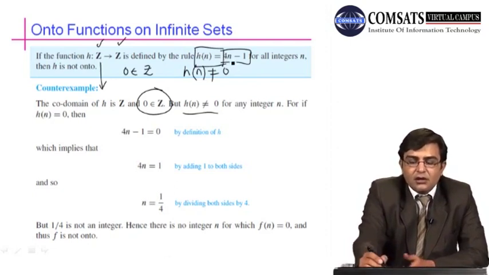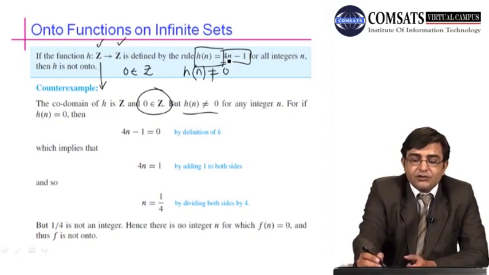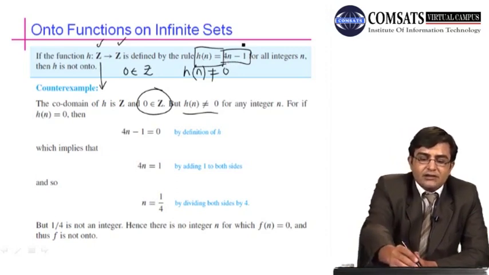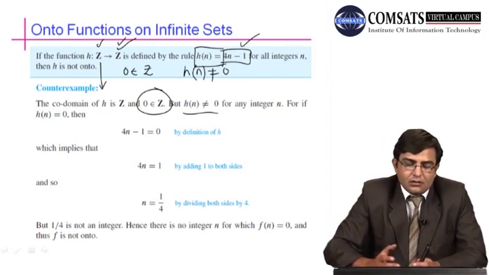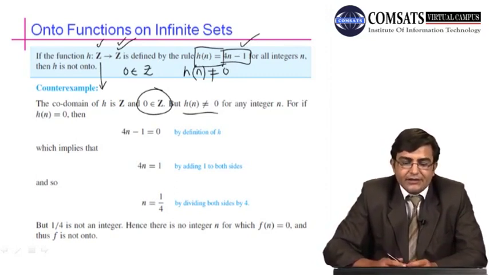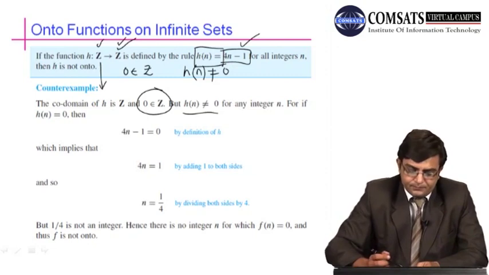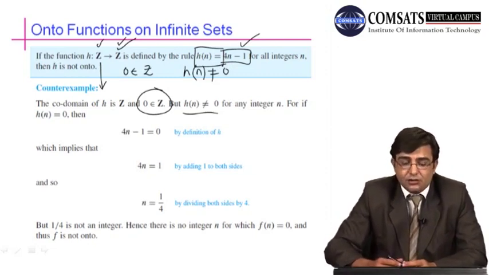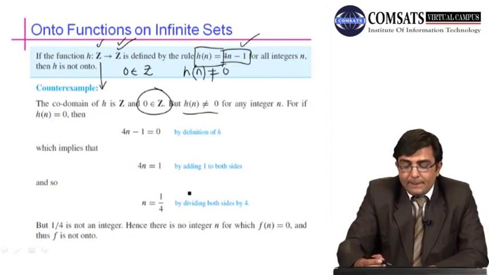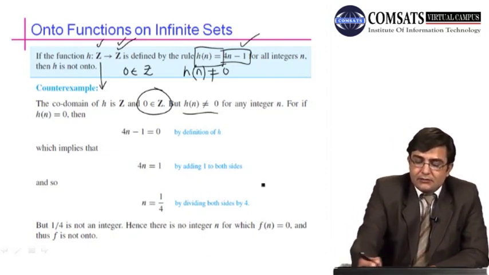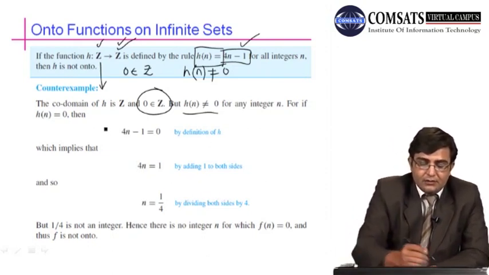If you put 2 here, we get 7. If you put -1, then you get -5. We shall never get 0 in this set. So 0 is an extra, or you can say not utilized element in this set. So therefore this function is not onto. Or we can prove it like this.